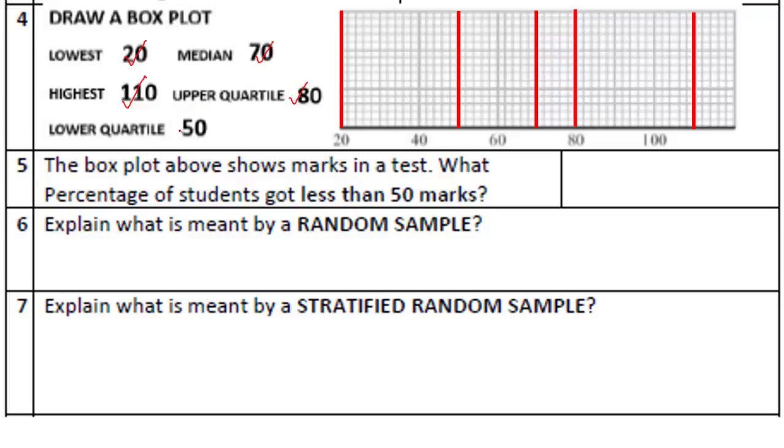So there are all the values. I've ticked them off, I've done them. Now I'm going to do my whiskers and my box. And there's my box plot. It doesn't need to be that fat or take up the whole width, but make sure you use a ruler and pencil as you're doing it.